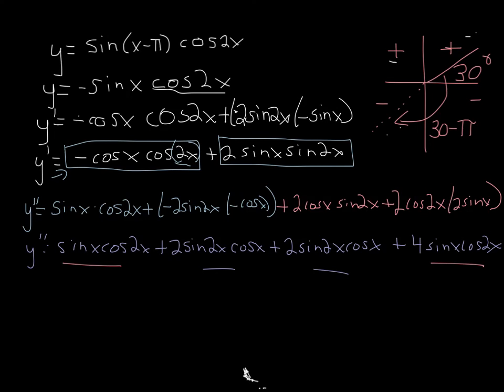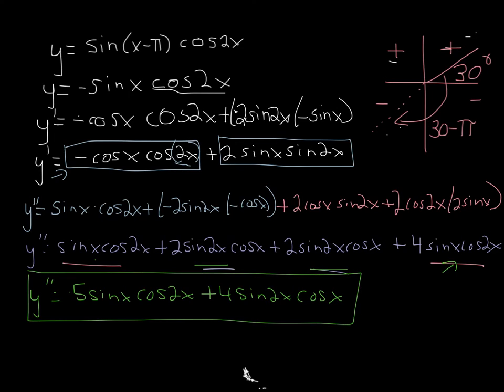So let's simplify these. What do we have here? We have 1 sine x cos 2x and 4 sine x cos 2x, so that's 5 of those. And then what do we have? 2 sine 2x cos x and 2 sine 2x cos x, so there's 4 of those. And so there's your double derivative. Okay? I'll make you another video for the other question because this one's already pretty long.